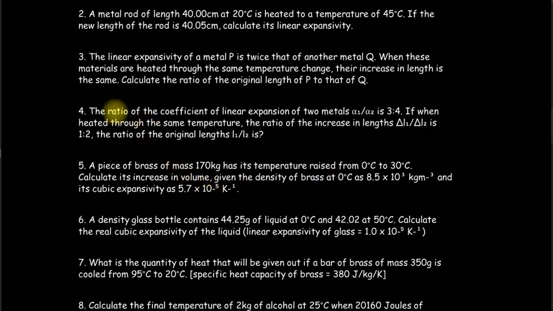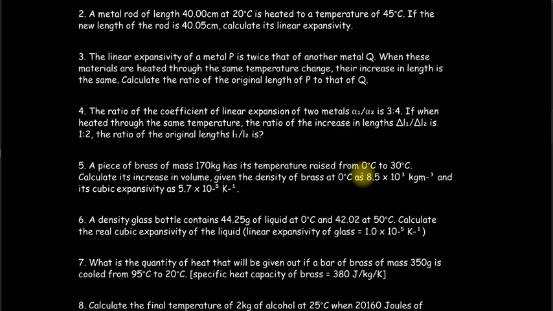Next question says that the ratio of the coefficient of linear expansion of two metals, alpha 1 and alpha 2, is 3 ratio 4. We can pen that down. So the ratio of alpha 1 to alpha 2 is what? 3 to 4.